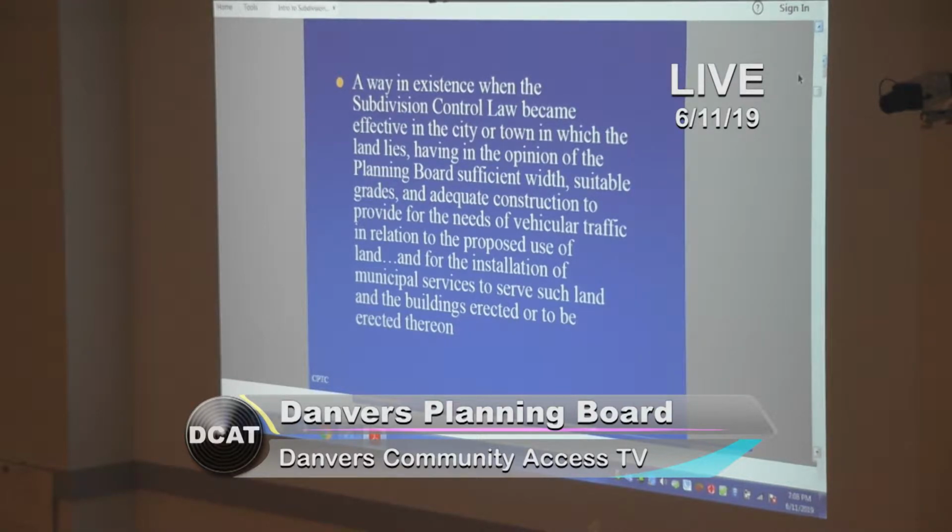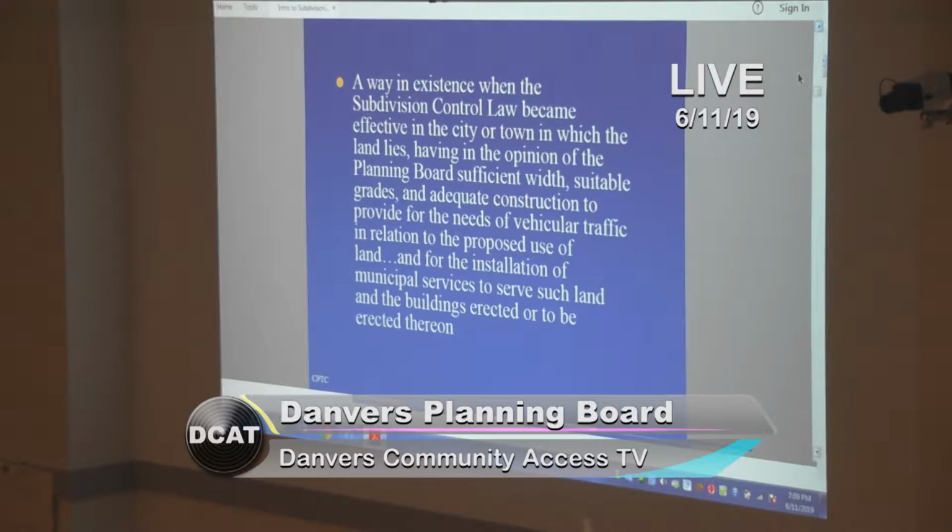Sometimes you have these old cart paths. Is that a way? Is it not a way? A lot of times it's old logging roads or farm roads or whatever the case may be. So the question is, was it in existence on the ground at the time the town adopted subdivision control? And if so, does it have sufficient width, suitable grades and adequate construction for the intended use? And this is one of the rare instances where the planning board can actually look at the proposed use of land, because what's adequate for maybe a two-lot residential subdivision might not be adequate for a two-lot commercial subdivision.